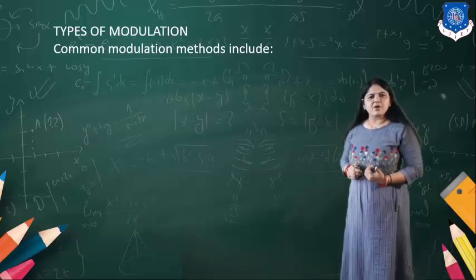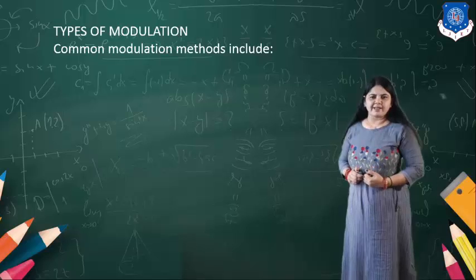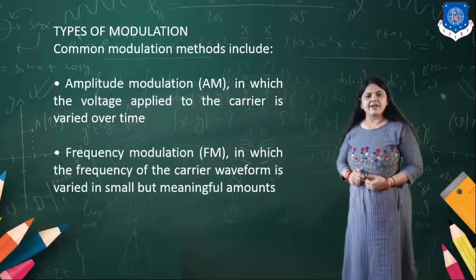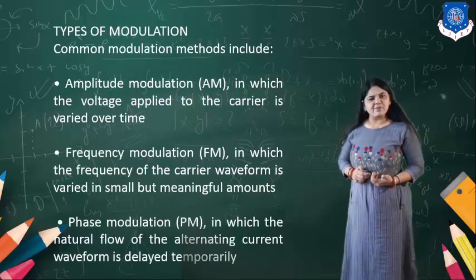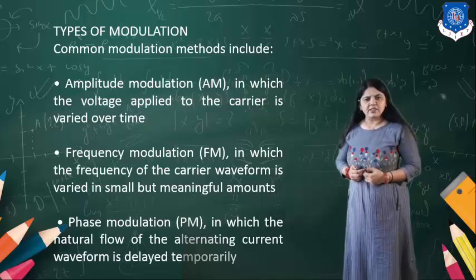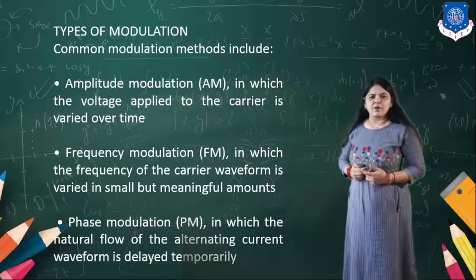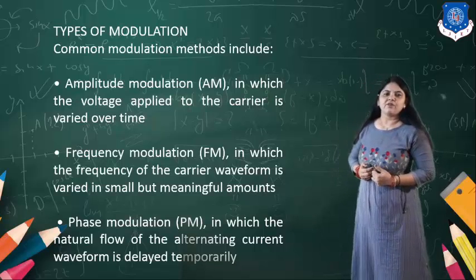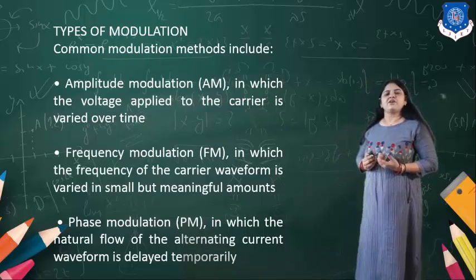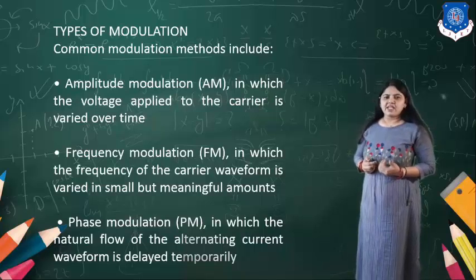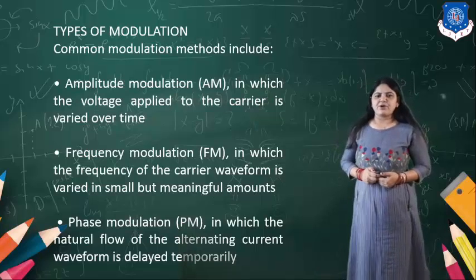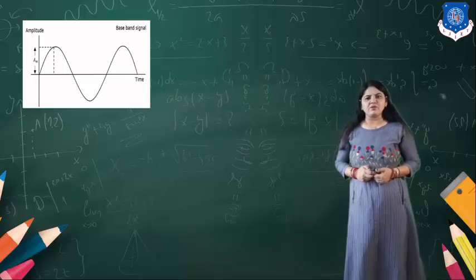So, the common modulation methods include amplitude modulation, frequency modulation and phase modulation. In amplitude modulation, the voltage applied to the carrier is varied over time. In frequency modulation, the frequency of the carrier waveform is varied by a small but meaningful amount, and in phase modulation, the natural flow of the alternating current waveform is delayed temporarily. So that is about the types of modulation.